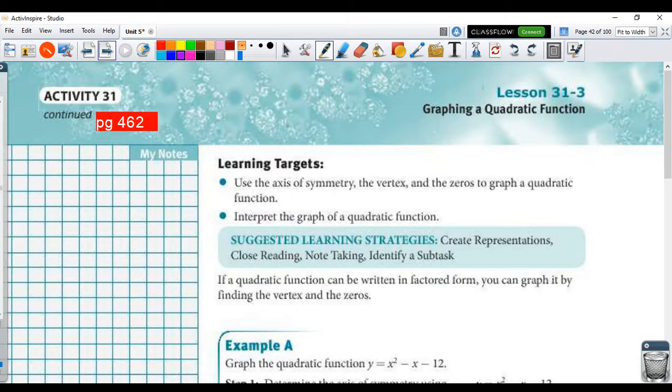Okay, on page 462, we're going to look at lesson 31-3. Now we're going to take all of the stuff that we just looked at for the first two lessons, and we're going to actually graph a quadratic function. So this time they're not giving us the graph. We have to take the equation and actually come up with the graph itself. So we're going to use the axis of symmetry, the vertex, and the zeros to graph a quadratic function. Then we're going to interpret the graph of a quadratic function.